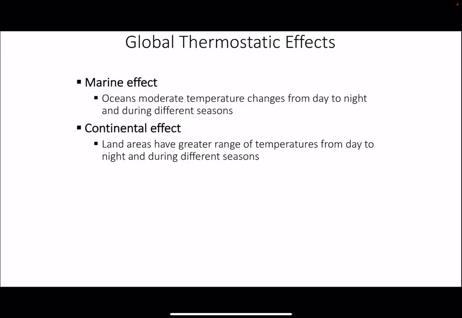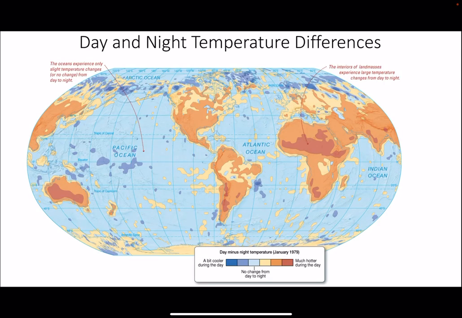And this is known as the global thermostatic effect. So the marine effect is that the oceans basically moderate temperature. And in addition to doing this regionally, where they take heat and move it to the poles, they also do this from day to night and during different seasons. And so I think the easiest way to see that is here.